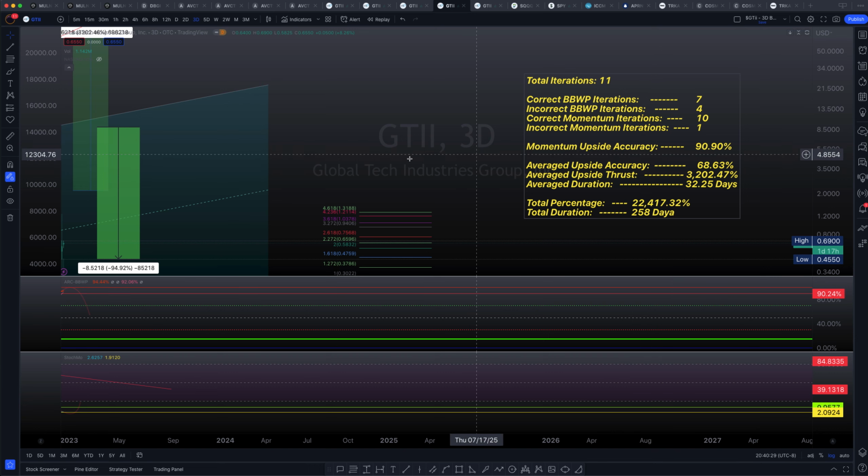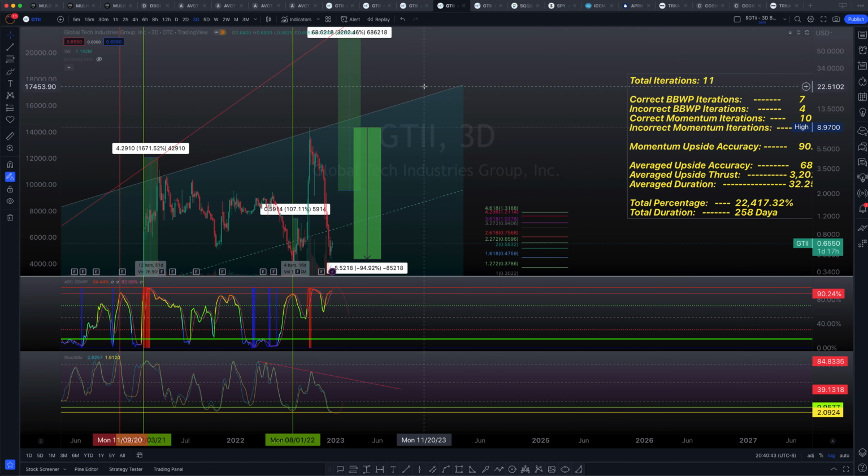Accuracy. Okay, so that's pretty good. It's definitely not perfect, but it's definitely one of the highest iterations that I've gotten. Okay, the danger within this is that there's only 11 iterations. Usually I would bet more money when there's like 70 or 80 plus iterations, where we have more statistical value or historical value.